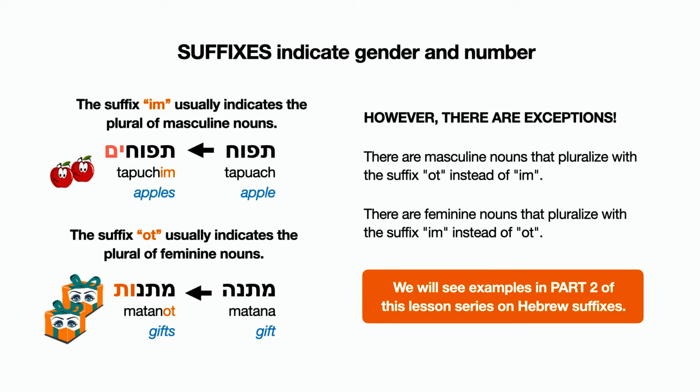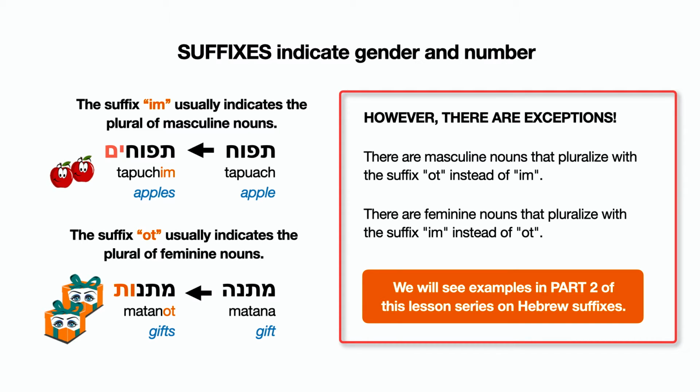So that's the general rule, but like in all languages, there are exceptions. There are masculine nouns that pluralize with the suffix ot instead of im, and there are feminine nouns that pluralize with the suffix im instead of ot. So those are exceptions to the rule. We will see examples of that in part 2 of this lesson series on Hebrew suffixes.